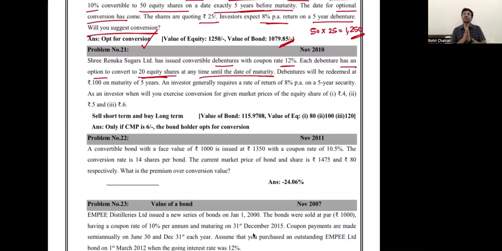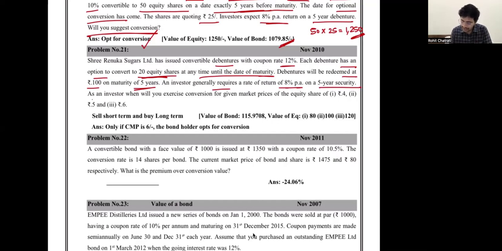Over here, the question is saying that we have an option to convert it into 20 equity shares until the date of maturity. So this is a conversion period. Not that this is going to change the way we are going to approach the question, but I thought it's worth clarifying that this is not a conversion date, but it's a conversion period. Debentures will be redeemed at rupees 100 on maturity of 5 years. An investor generally requires a rate of return of 8% on a 5-year security.